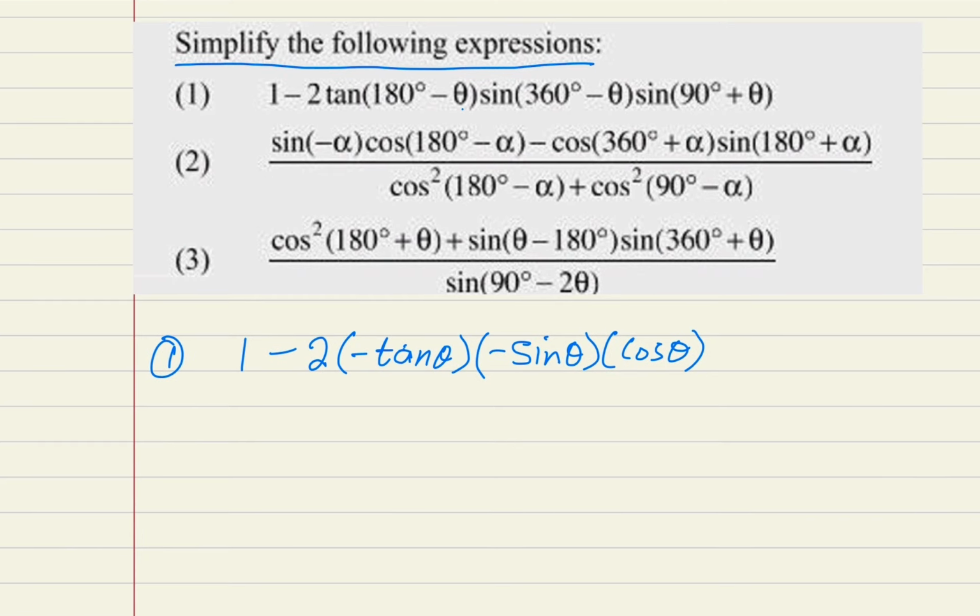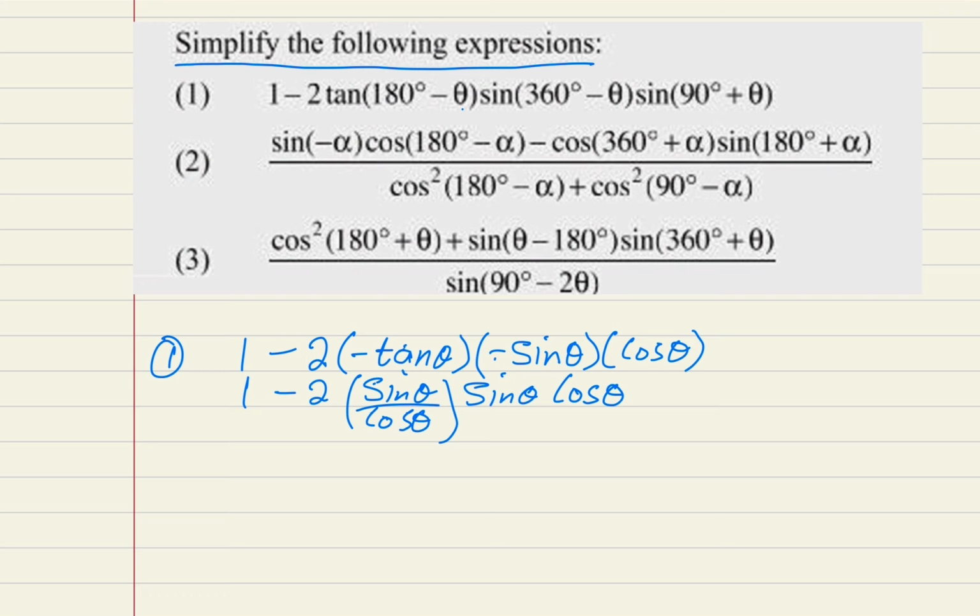Now, let's deal with the negative signs. Negative times negative is positive, right? So I will have what? I will have 1 minus 2, then here I will have sine of an angle divided by cos of an angle. Then this will be a sine of an angle times cos of an angle.